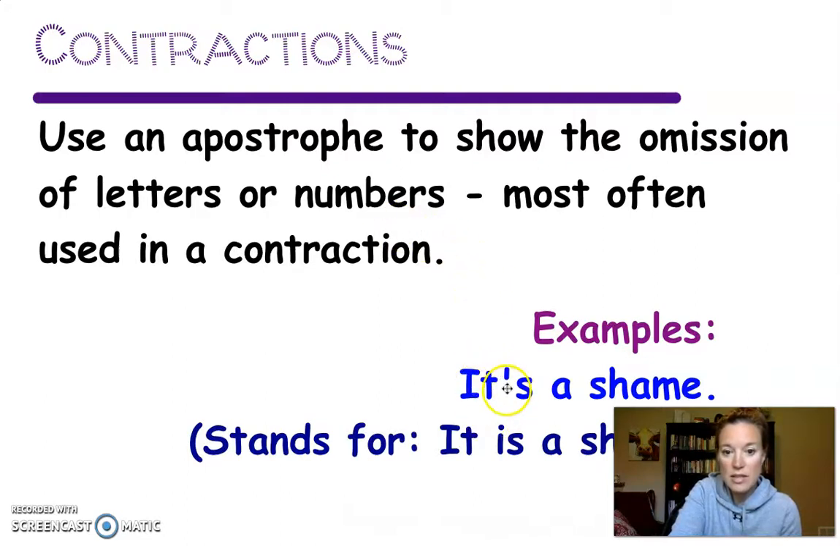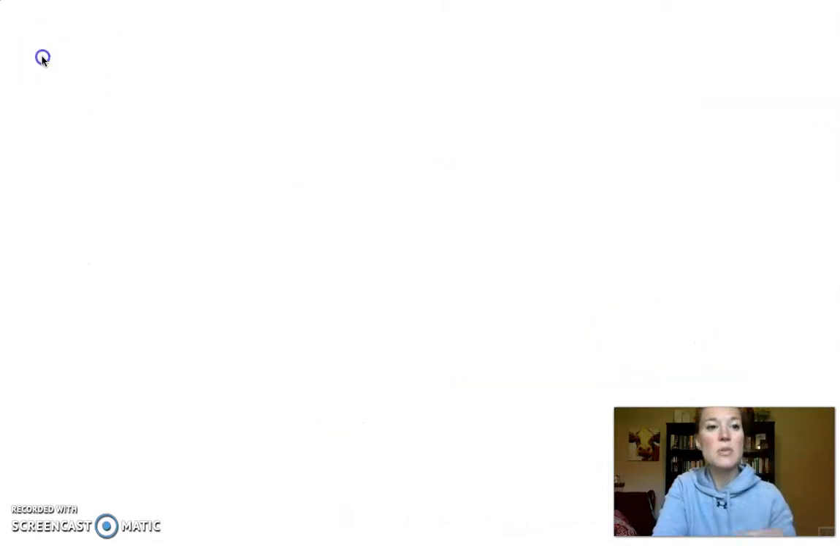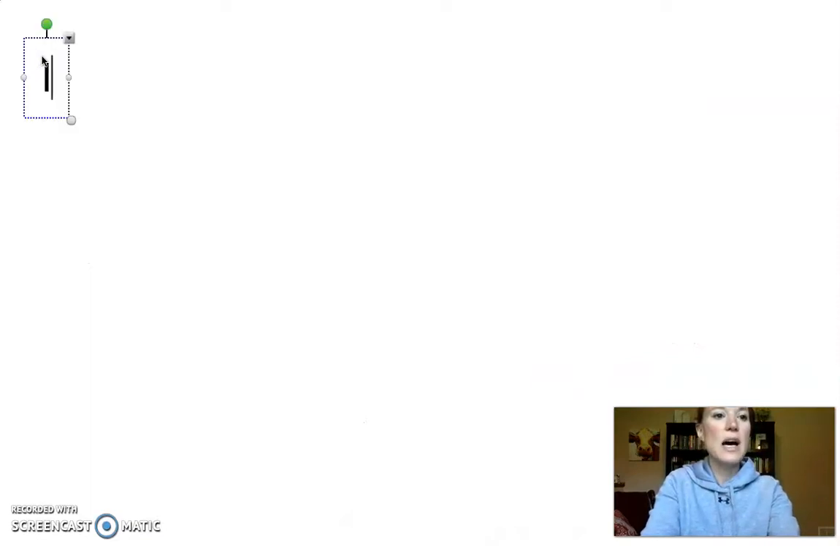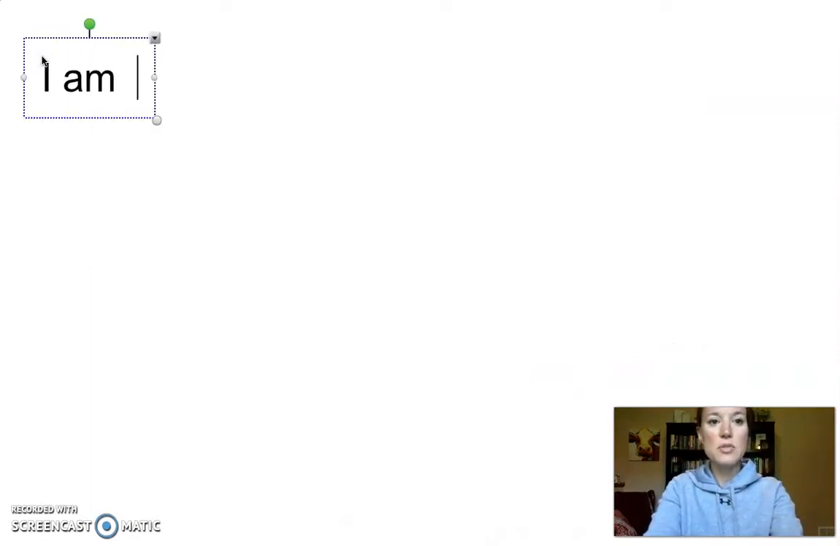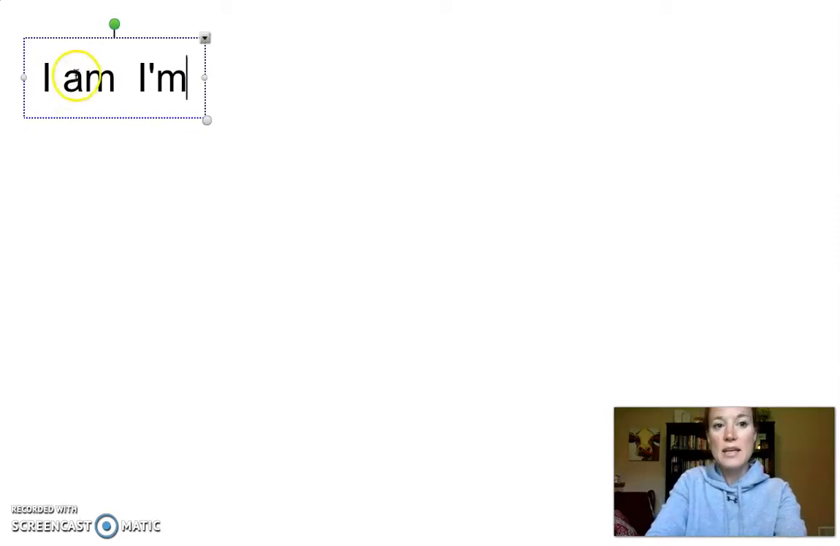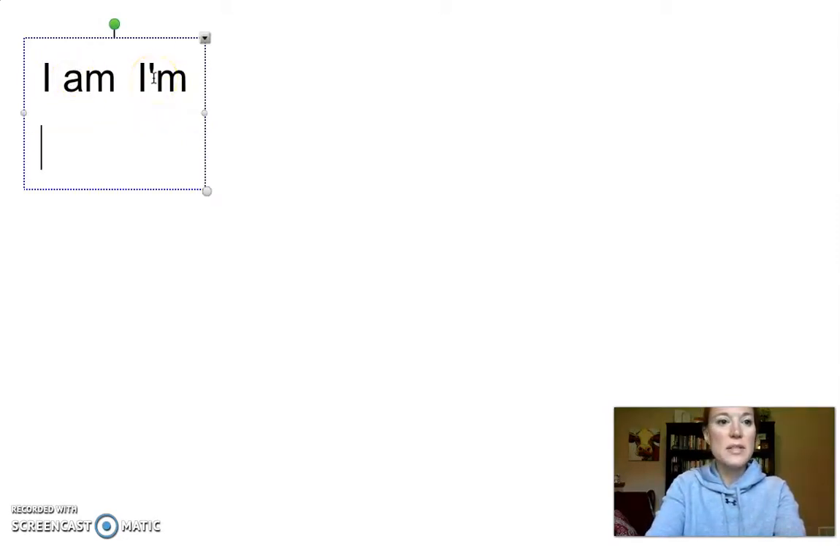So right in this case, I've omitted the I in the words it is. It is a shame. I've omitted the I as I put these two words together. So in place of the I I have to use an apostrophe. It's a shame. Let's do a few more. Let's do some examples of letters and numbers. Let's say I have the words I am. To use a contraction apostrophe, it becomes I'm. I've omitted the A, I put an apostrophe in its place.